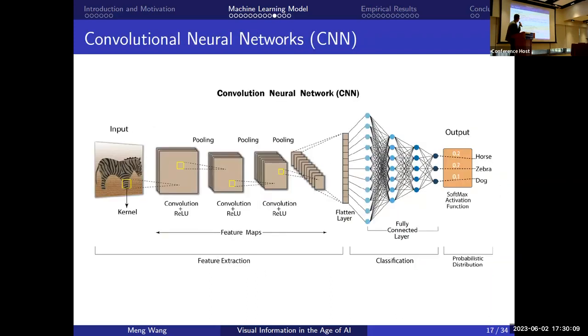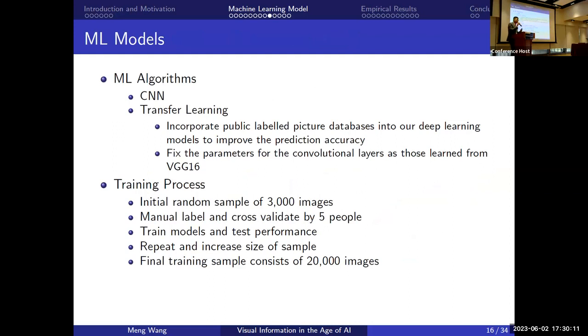Basically, we use transfer learning to incorporate a publicly labeled picture database into our models. So we can improve the prediction accuracy, and we don't have to have a really huge training size. In particular, we fix the parameters for the convolutional layers as those learned from VGG16.